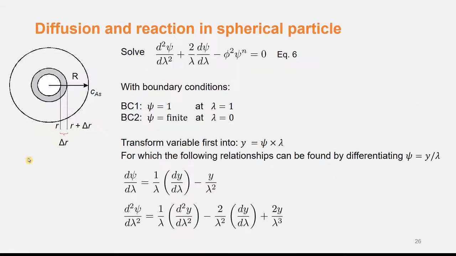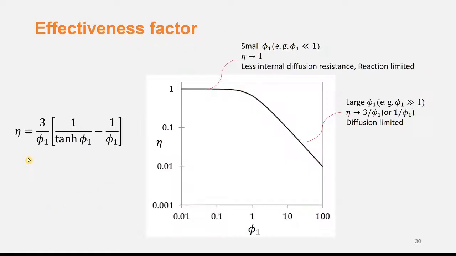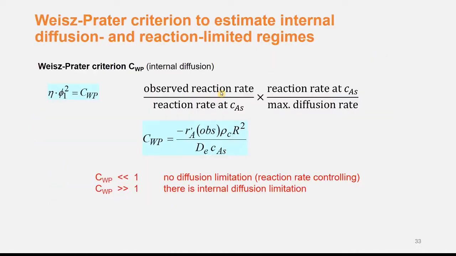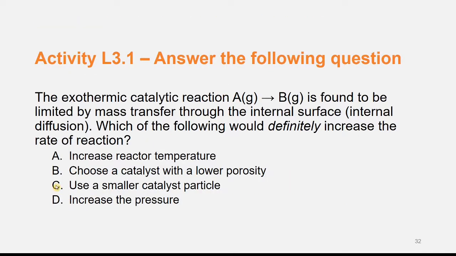If we remember how the effectiveness factor eta changes with the Thiele modulus phi, then we can see that we want a small Thiele modulus phi to get the effectiveness factor eta close to 1. Whereas a large Thiele modulus phi makes the effectiveness factor eta go to 0, like 1 over phi. So we want the Thiele modulus phi to be small, and therefore reducing the catalyst size will increase the effectiveness factor and therefore the reaction rate.